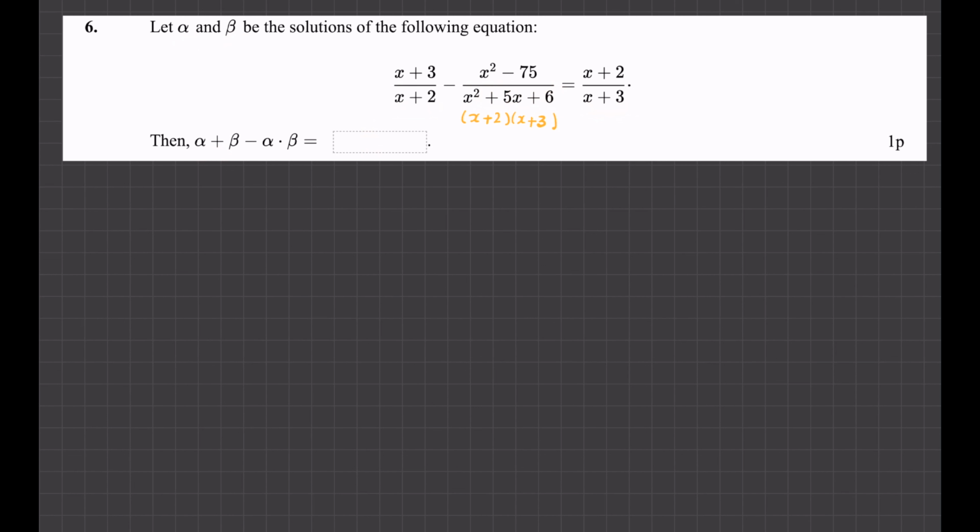Okay, so now if I ask you between this and that and this, what is the LCD? Of course the LCD is this orange expression itself. So I multiply both sides by the LCD. The philosophy is I want to get rid of all fractions. So I would write x plus 2 times x plus 3, and then I multiply it by the left hand side.